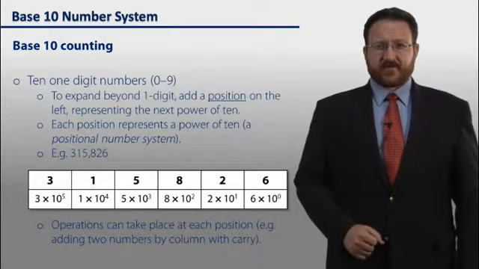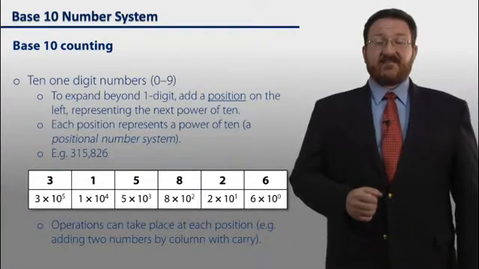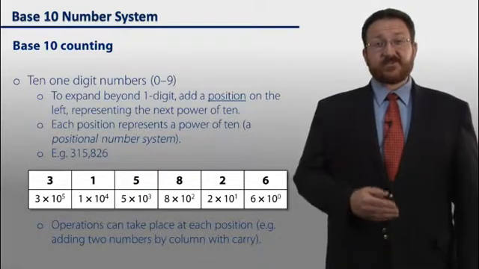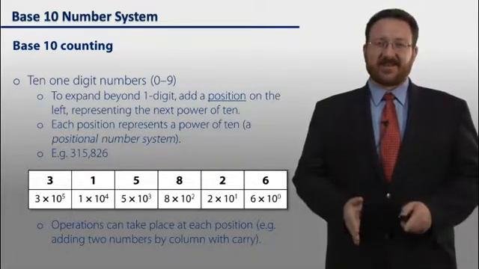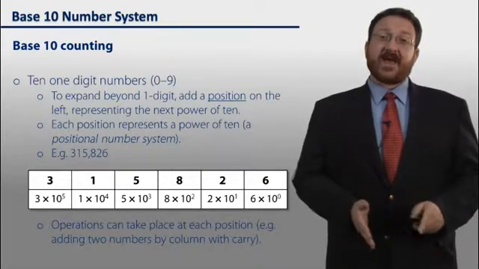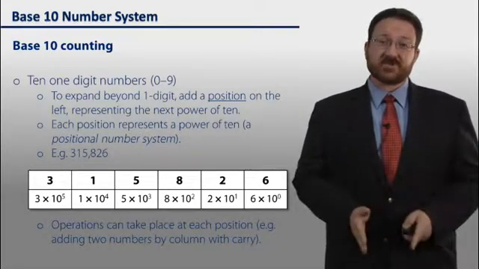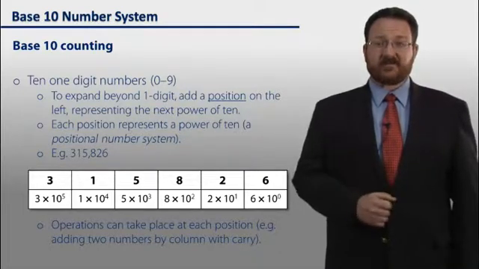Let's learn a little bit from the base 10 counting system. In the base 10 counting system, we have 10 one-digit numbers. Those are 0 through 9. The first two-digit number is the number 10. So in order to reach the 11th number, we have to expand beyond one column to two columns. This is a positional number system, and so the position represents a power of 10.